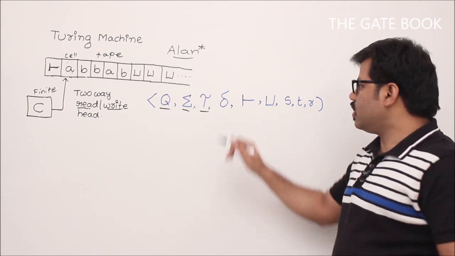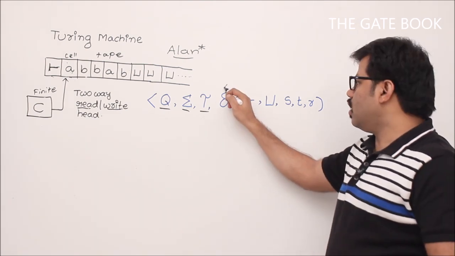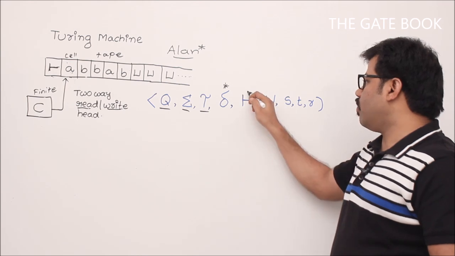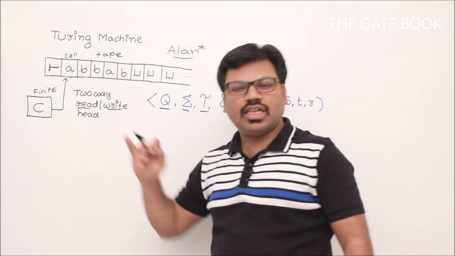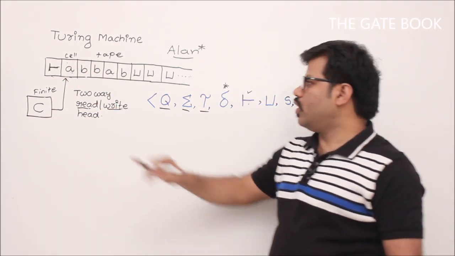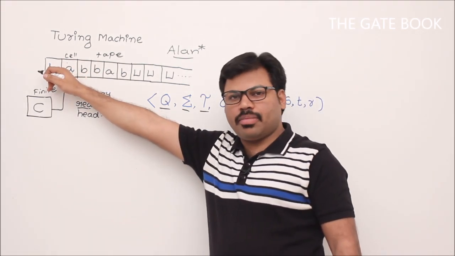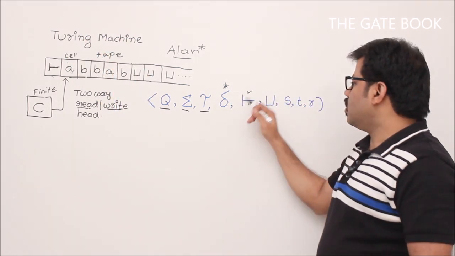Now delta is very important. That is the transition function. Let me postpone it. Before that, let me cover this one. This is the left hand marker. This left hand marker is a special symbol which is specially used to denote that this is the start of the tape. Okay, so this is the left hand marker.